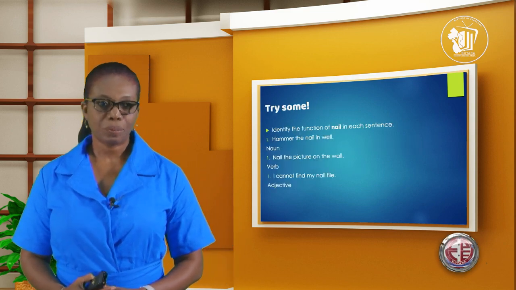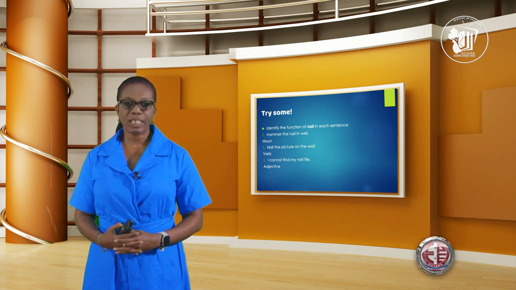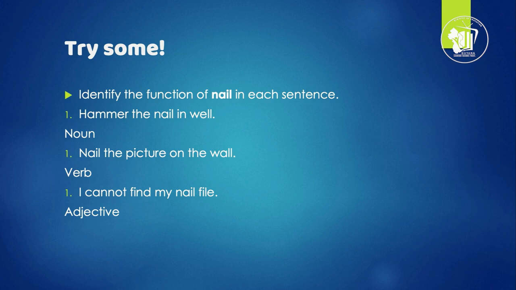Let's try some. We have to identify the function of nail in each sentence. The first sentence says, hammer the nail in well. What is the function of nail in this sentence? Let's see. The function of nail in this sentence is a noun. Let's look at the other sentence. Nail the picture on the wall. How is nail functioning in this sentence? In this sentence, nail is functioning as a verb.